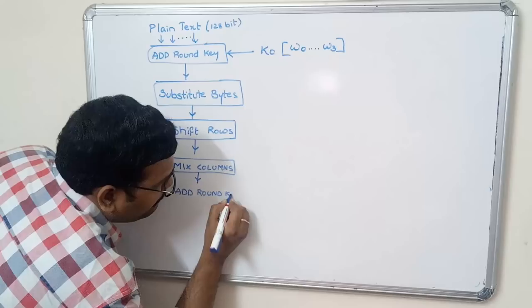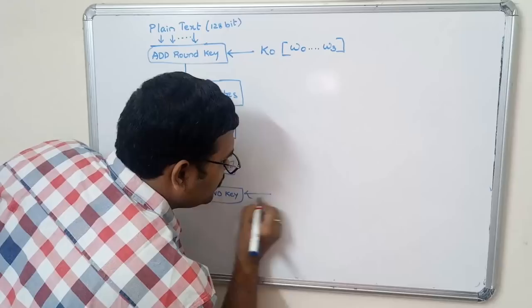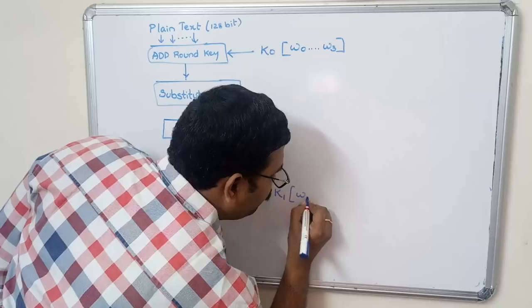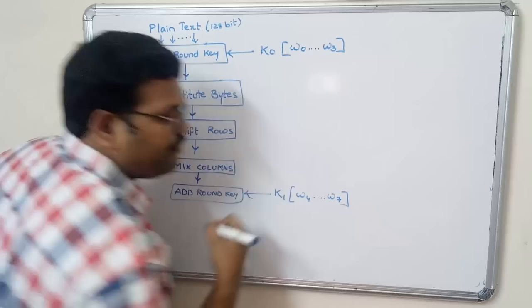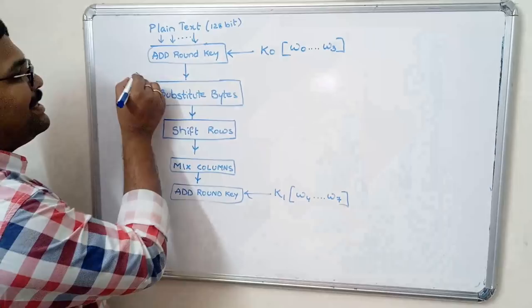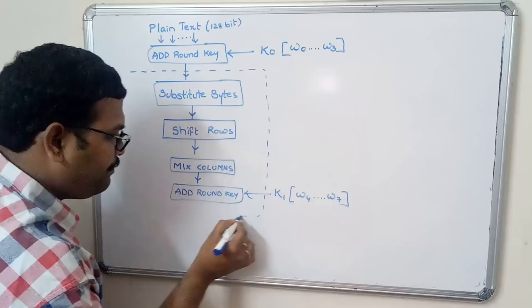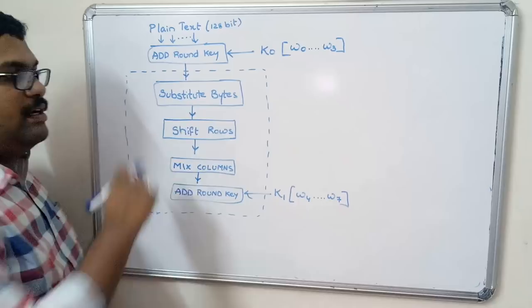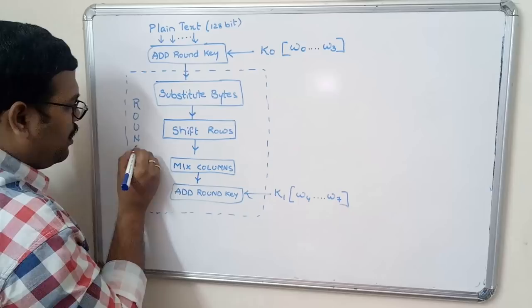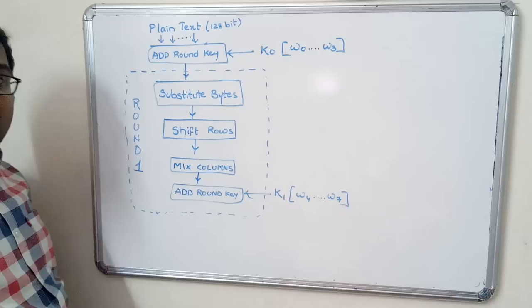Where we have to use key 1, which is W4, 5, 6, 7. Four more words we are using. So this complete box is round one.